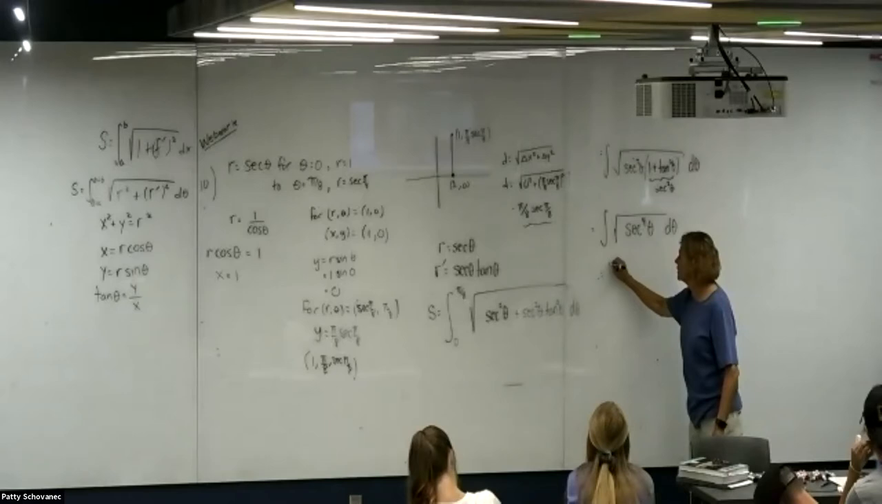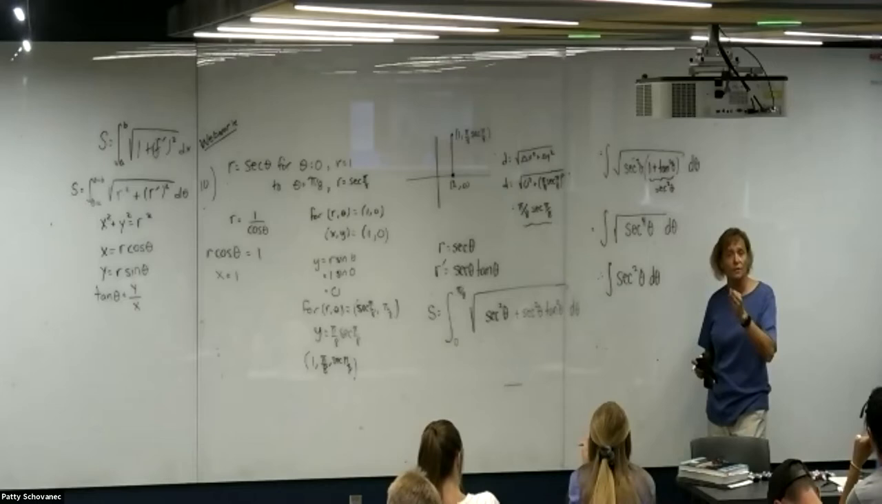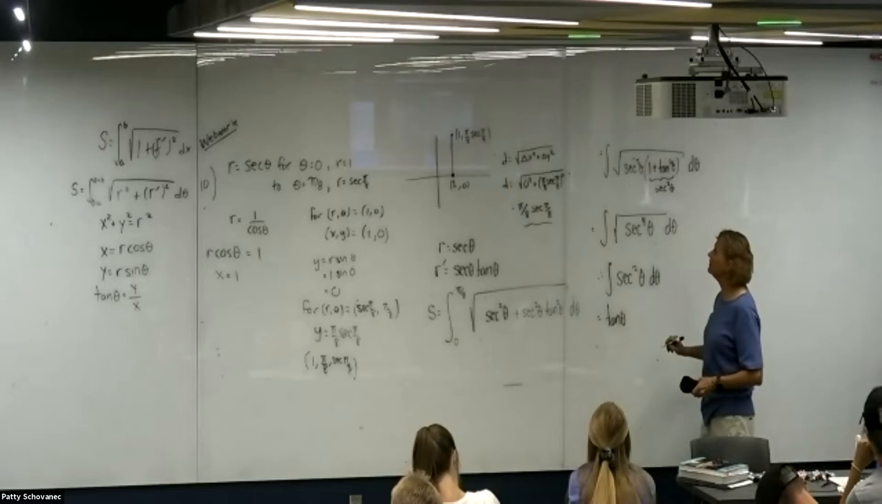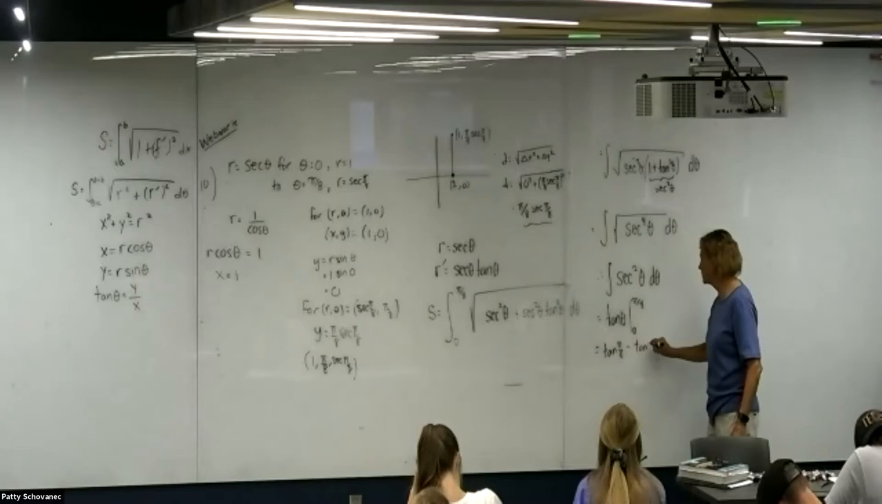All right, so we're left to integrate secant squared of theta. That's a function we know. There is a function whose derivative is secant squared. So it's tangent. The antiderivative of secant squared is tangent. And now we need to evaluate that. I lost my limits a long time ago, from 0 to pi over 8. So I get the tangent of pi over 8 minus the tangent of 0. Tangent of 0 is 0. And so we get the tangent of pi over 8.